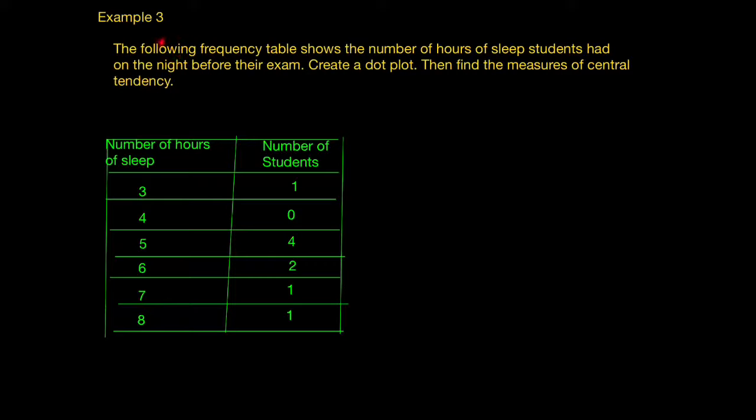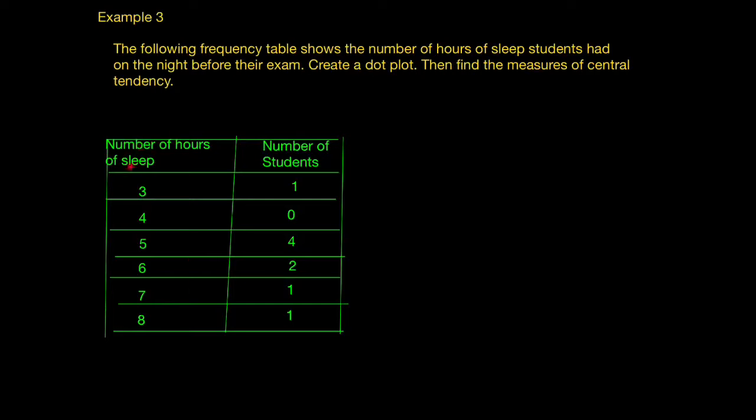Let's check out one final example. The following frequency table shows the number of hours of sleep students had on the night before their exam. Create a dot plot, then find the measures of central tendency. We are given a frequency table, and now we have to convert this into a dot plot. After we have the dot plot, we're going to get the mean, the median, and the mode.